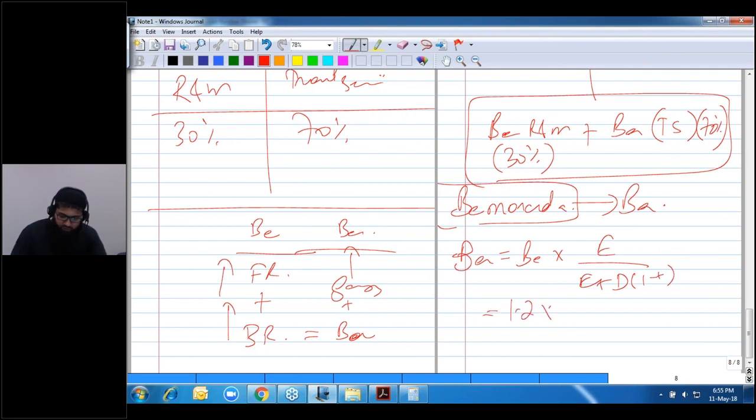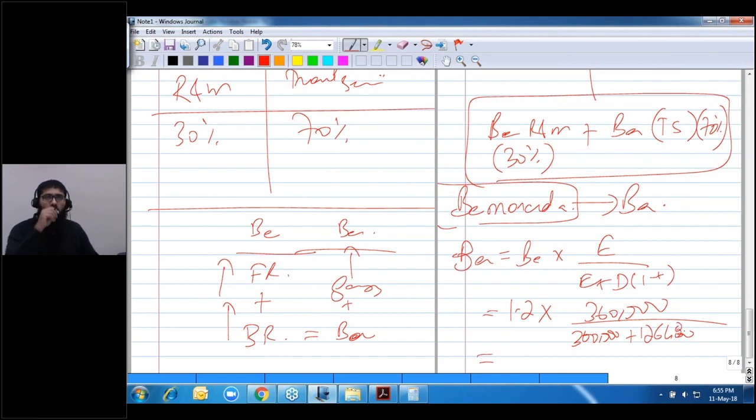So you've got the asset beta as 1.2 multiplied by 360,000 divided by 360,000 plus the debt, which had a value of, how much was the debt's value? It had a value of 120 million? 126,400. So how much is the asset beta? 0.94. Okay, so now this 0.94 is the asset beta for Morada company.